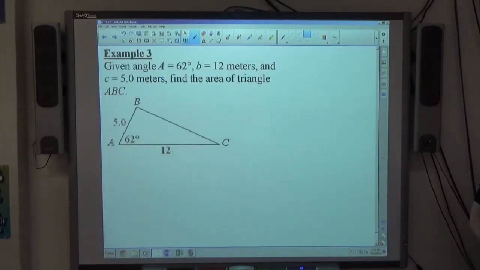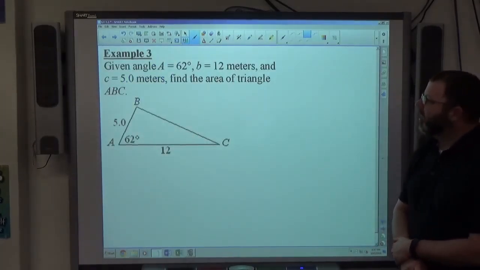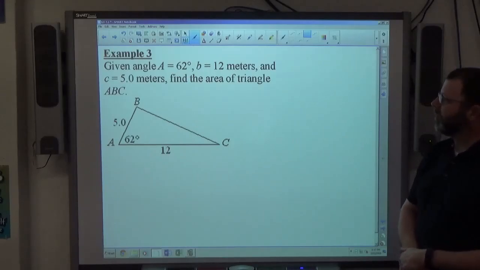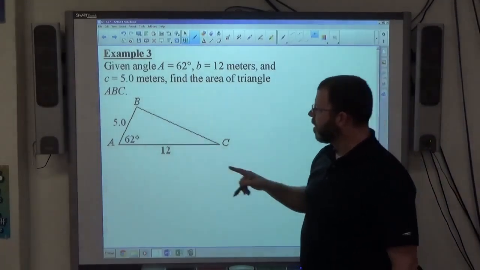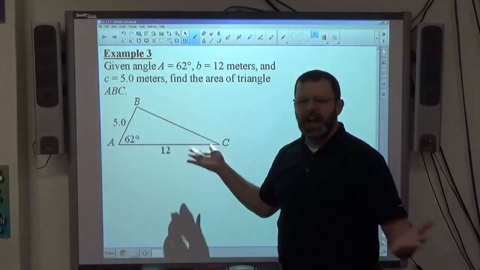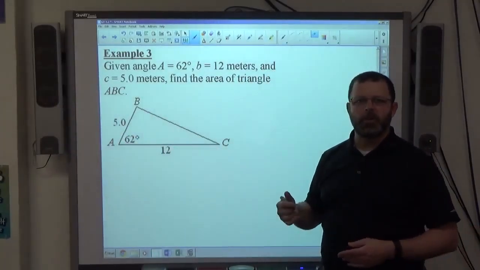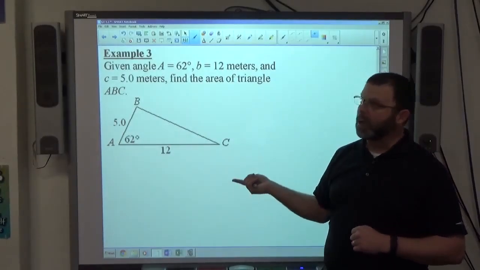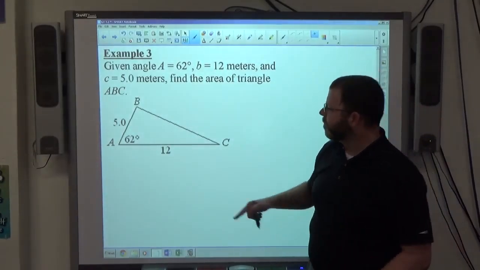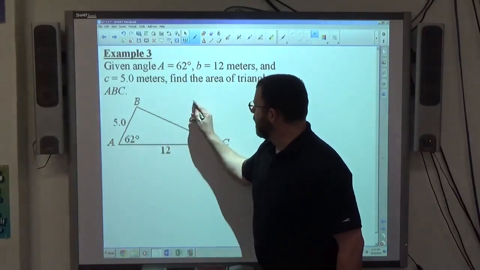So if we look at example 3. Given angle A is 62 degrees, B is 12 meters, and C is 5.0 meters, find the area of triangle ABC. So looking at the triangle drawn, if it's not drawn for you, draw it. Same way we drew it before. ABC, side A is opposite angle A, side B is opposite angle B, and side C is opposite angle C. We can see side angle side.